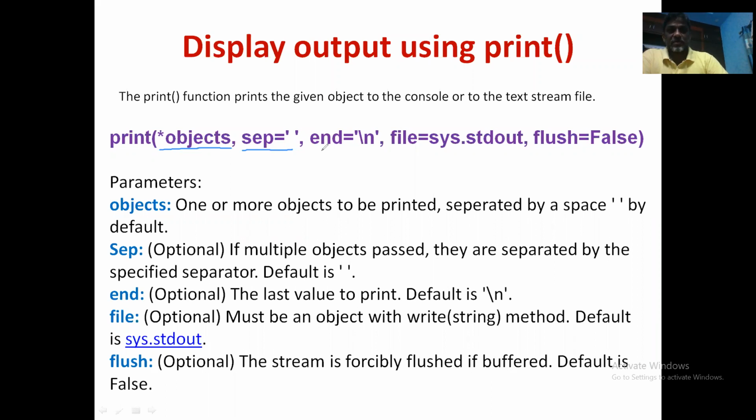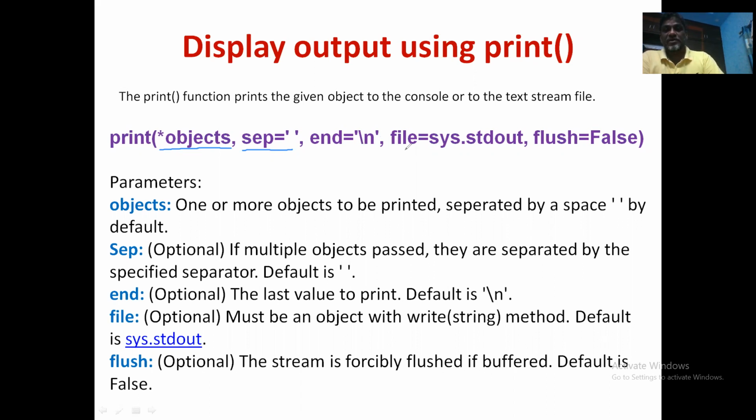And the third parameter is end is equal to, you can mention how to separate the print objects, that is, after printing the first line of messages onto the screen, how to separate the next one. Okay, so by default the end is going to be slash n. That means the next print statement will be displayed in the second line. Okay, so you can use other delimiters also with the end instead of slash n.